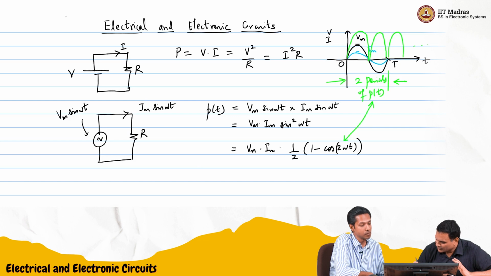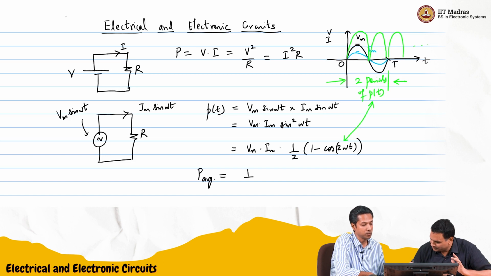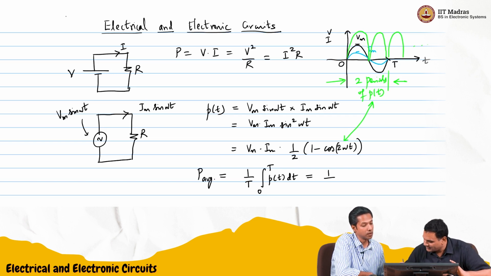One time period T. So I'll call it P average. I need to integrate P of t and then divide it by the period. So P average is 1 by T integral 0 to T of P of t dt, which is 1 by T integral 0 to T of half Vm Im times (1 minus cos 2 omega t) dt.